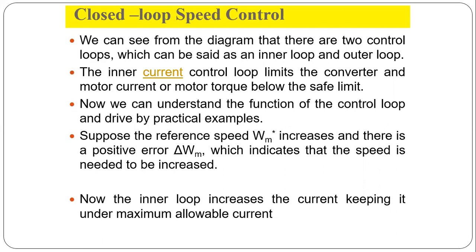Now we can understand the function of the control loop and drive by a practical example. Suppose that the reference speed is omega m star. If it increases and a positive error develops, that is delta omega m, which indicates the speed needs to be increased. Now the inner loop increases the current, keeping it under the maximum allowable current, right?